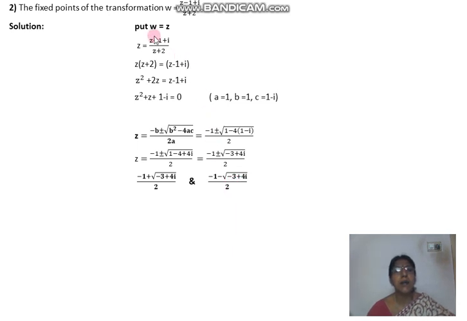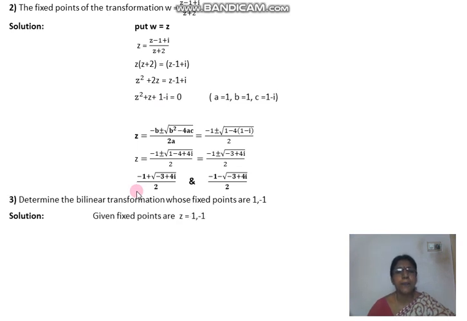You remember ma, put W is equal to Z, you get a quadratic equation. You get two roots for this equation. Those two values are the two roots of Z, which are called fixed points. Okay, same procedure ma.